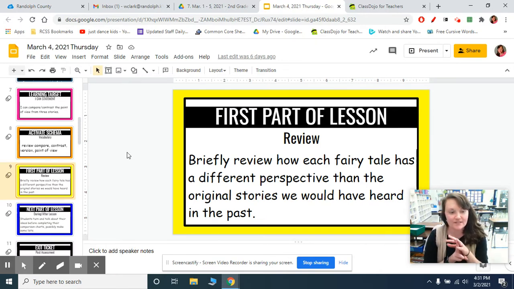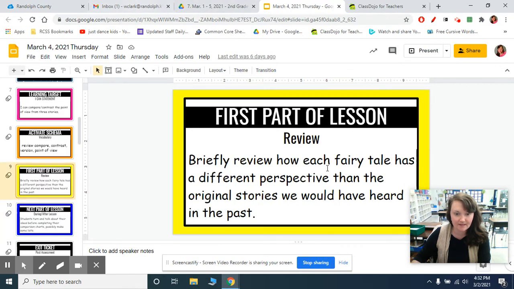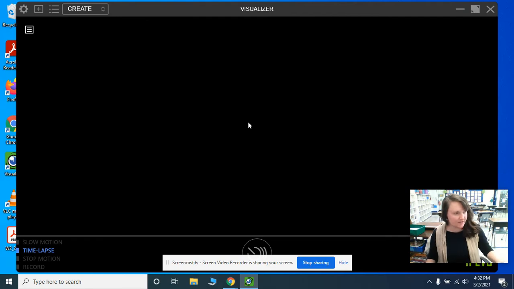And then on Wednesday, we read about Cinderella, and it was told from the stepmother's point of view versus the original story, which was told from Cinderella's point of view or from the narrator. So today, we're going to read another story and determine the point of view of this story. Now, we're going to look at our comparison chart and decide what to put on them. But first, let's read our story for today, which is called Believe Me, I Never Felt a Pea, and it's the story of the princess and the pea.